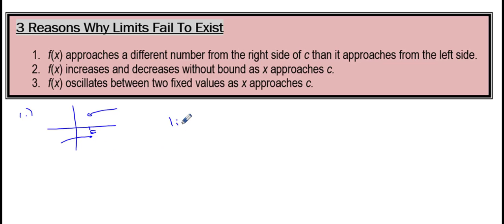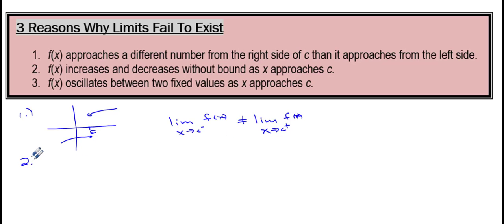The limit as x approaches C from the left of our function does not equal the limit as x approaches C from the right of our function. If this was f of x, the limit does not exist at C because the limit from the left of C does not equal the limit as x approaches C from the right.